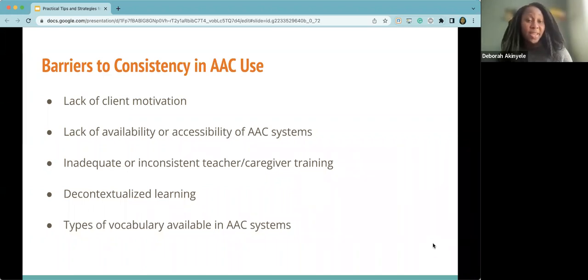An example of that is an instance where a client maybe has a device that's just for school, and it has all of the maybe school-specific vocabulary on there, but then it doesn't have anything that relates to what the client has access to at home. That means that the client can only use that device really functionally while they're at school, because they won't be able to associate the use of that device with the things that they encounter at home.